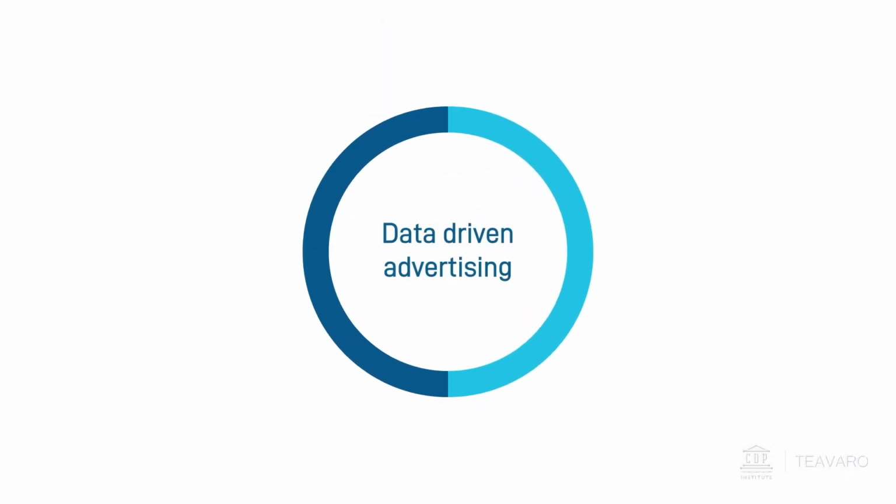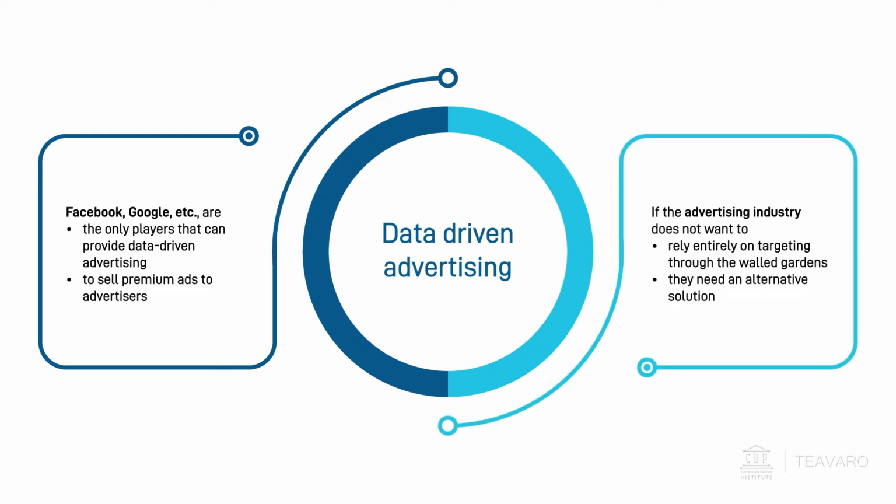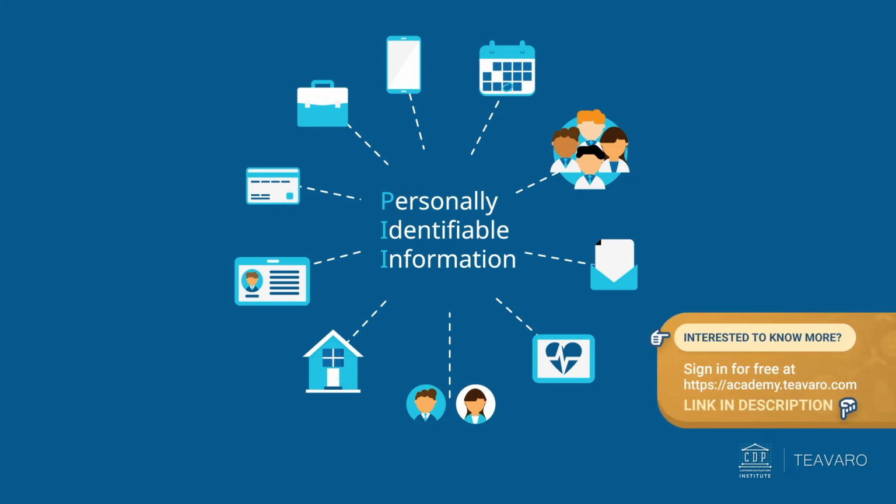Without a solution for the open web, it leaves the big marketplaces like Facebook, Google, and so on as the only players that could provide data-driven advertising, which provides more control over advertisers and a greater share of digital marketing revenues. If the advertising industry does not want to completely rely on targeting through the walled gardens, they need to develop alternative solutions. One solution for this problem is the usage of PII-based universal identity graphs.